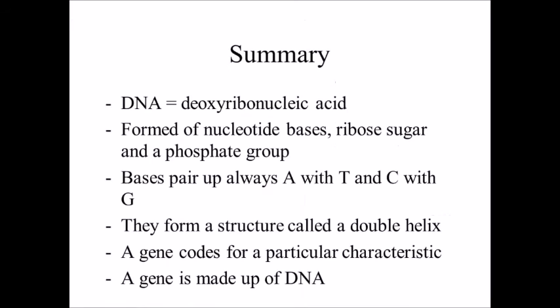Okay, so in summary, your DNA, which is the smallest subunit of genetic material, is referred to as deoxyribonucleic acid, or DNA for short. It's made up of nucleotide bases, of which there are 4: adenine, thymine, cytosine and guanine, a ribose sugar and a phosphate group. The bases always pair up in a particular way, so the adenine always binds to the thymine and the cytosine always binds with the guanine, and they form this structure called a double helix, which basically looks like a coiled spring wrapped around.